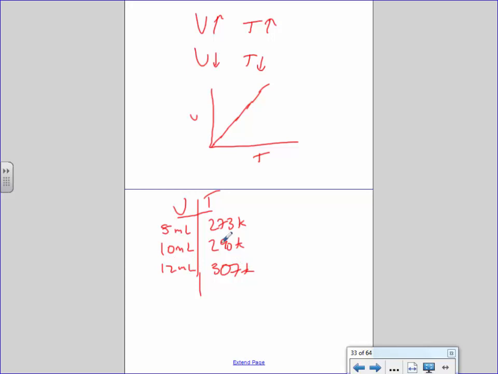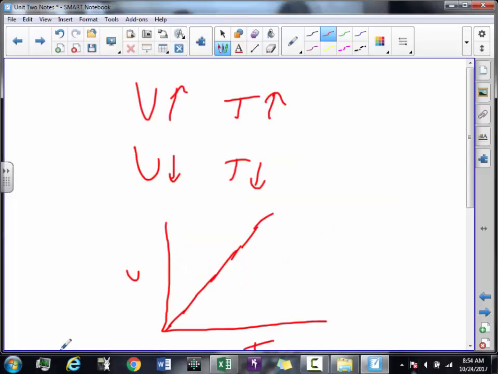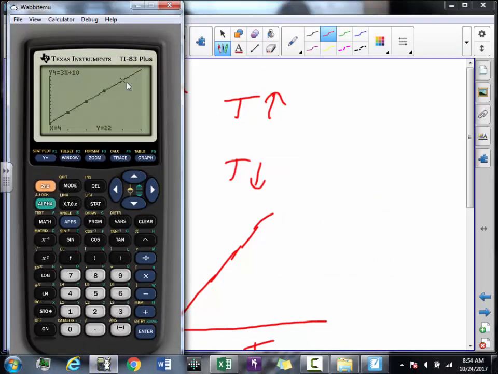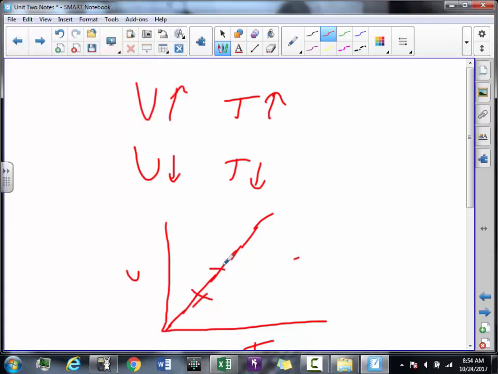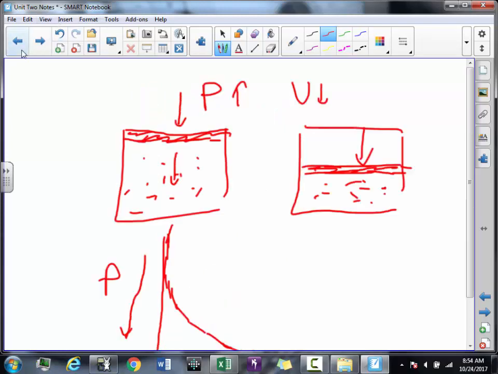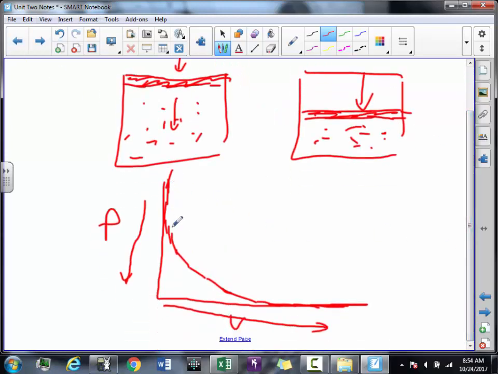We're going to plot all this data. We're then going to make a graph with our calculator. It's still on my calculator. You guys remember doing this yesterday? We're going to plot these points and get a nice straight line through it. For Charles' law, if we get a nice straight linear graph, then we'll be successful. And for the Boyle's law apparatus, if we get a nice reciprocal graph, then that'll be success as well. Does that make sense?